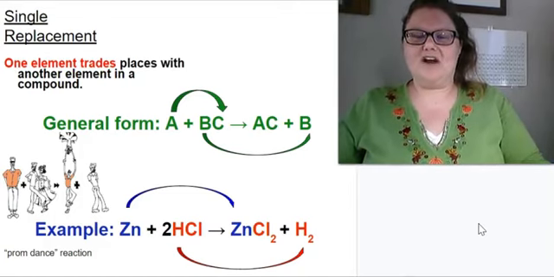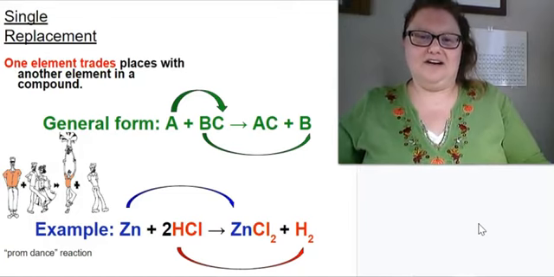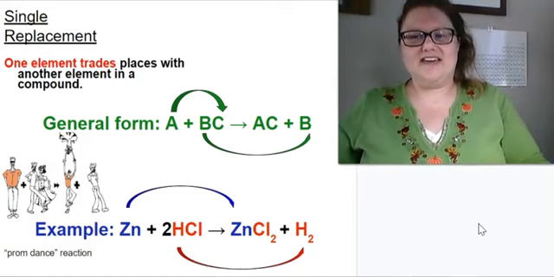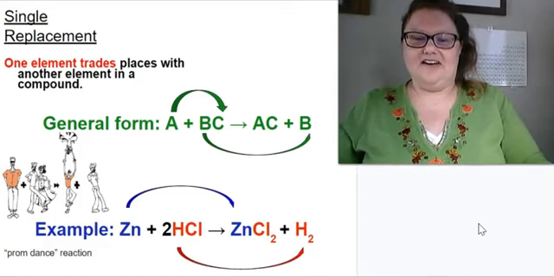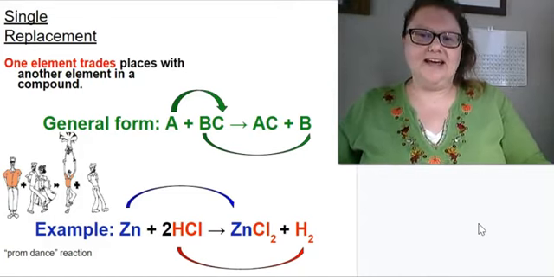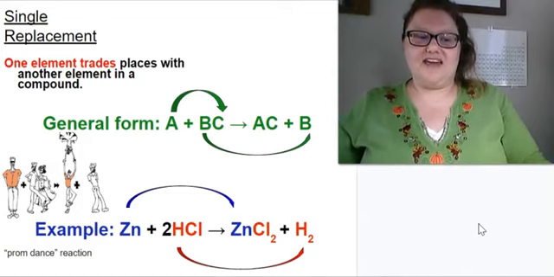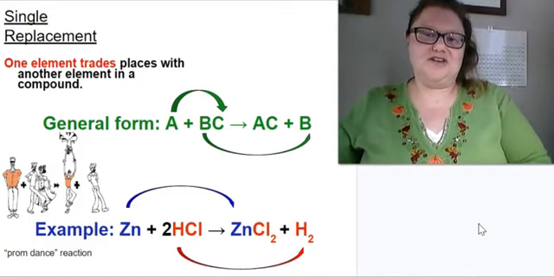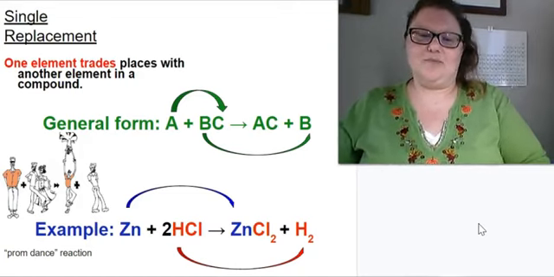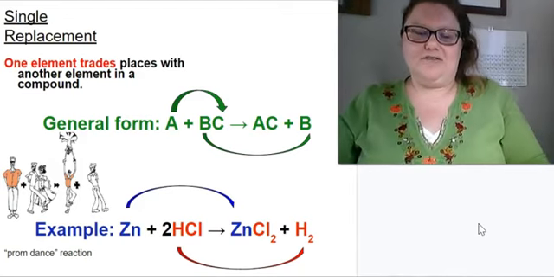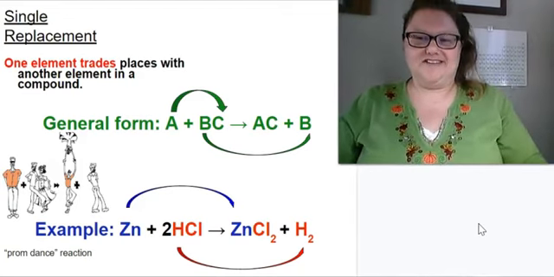So here we see one element by itself, and it's going to react with a compound. We see the element can either be a cation or anion, and it's going to replace the same charged substance that makes up the compound. So let's look at the specific example on the bottom here to work on what I've just mentioned.